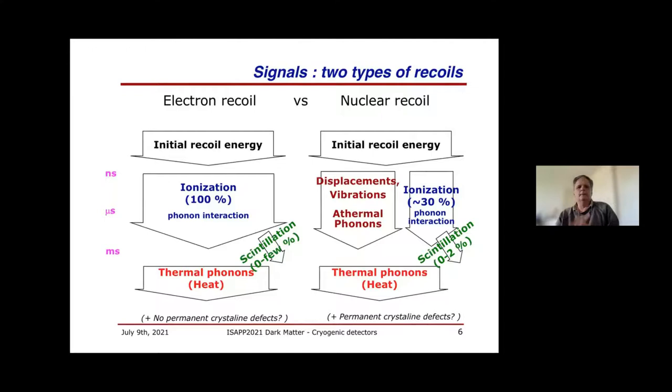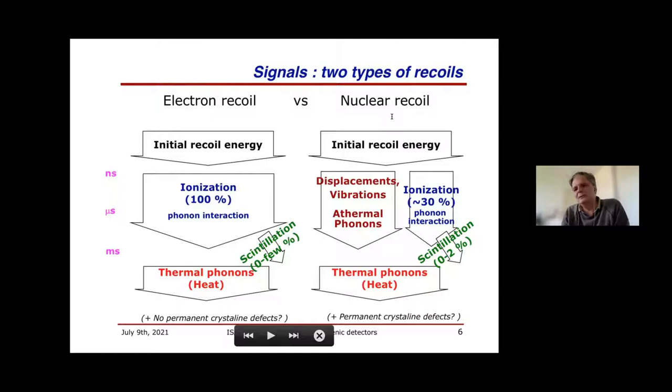Now, let's go to the signal. We've seen that we have basically two types of signal that we can have: electron recoil and nuclear recoil. Now, when I started in the field, it was guaranteed to me that the signal would be a nuclear recoil, and that anything that would be an electron recoil would be just background. And now we are living in a world where a dark matter signal could be on the electron recoil side, and then the background would be nuclear recoils.